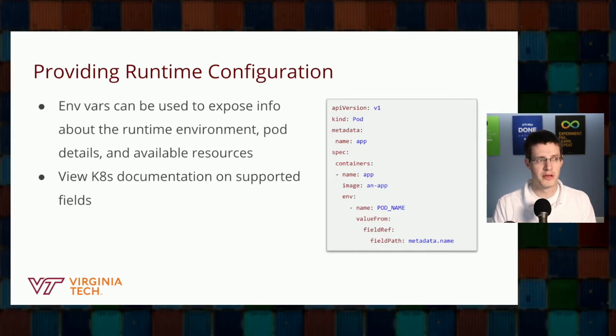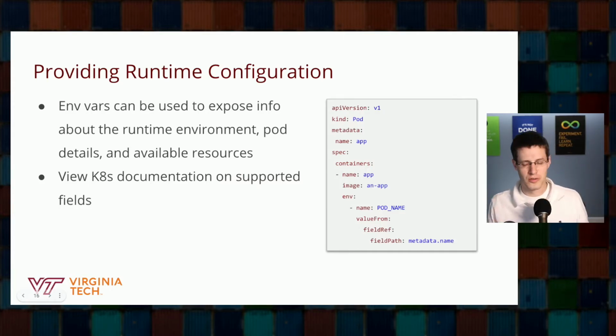So for example, if the app needed to know what its pod host name was, or maybe what node it's running on, or there's a variety of other things, you can use this valueFrom, and then there's a fieldRef and a fieldPath. And so this is pulling from the pod, the metadata.name. So in this case, when I run this, pod name would have the value of app.